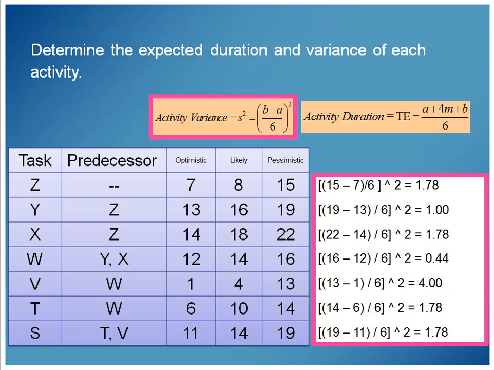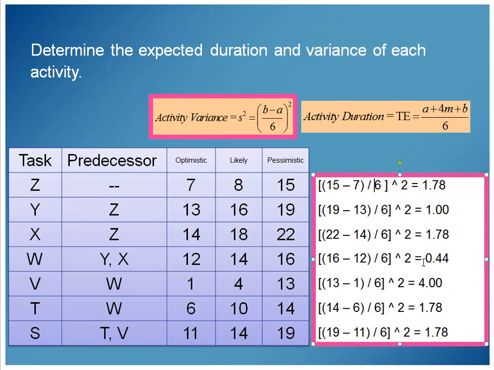Divide that by 6 and square it. And that gives us some values. And again, you can just see there on the screen. 15 minus 7, right? 15 is the pessimistic, 7 is the optimistic, so I could subtract those. That difference would be 8, sorry. 15 minus 7 is 8. 8 divided by 6 gives us a value. Square that value, and it's 1.78.